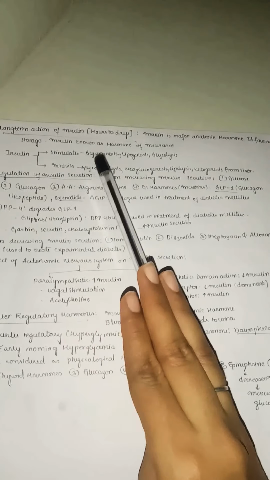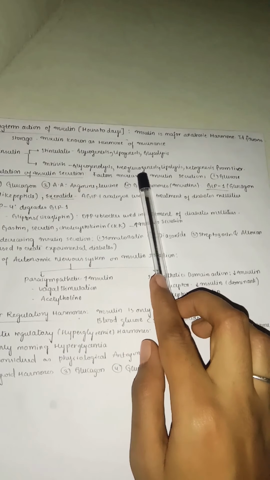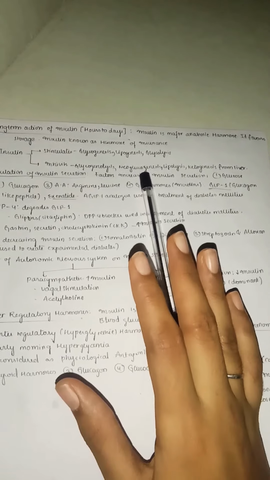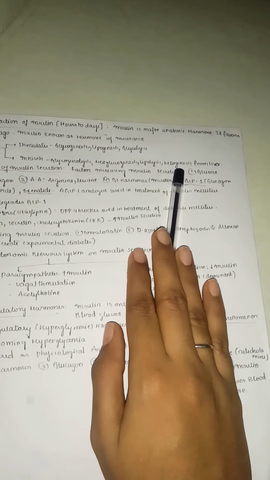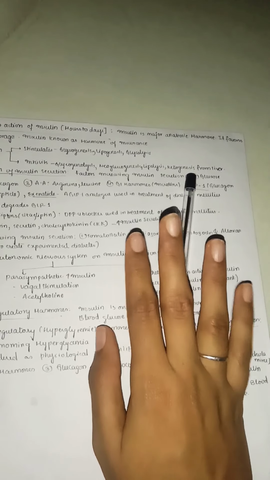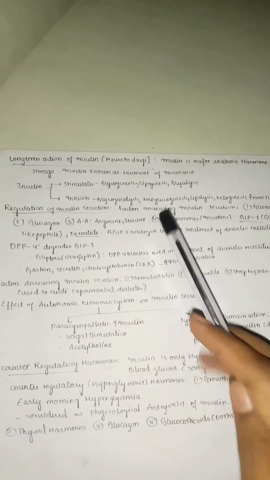Insulin mainly inhibits glycogenolysis, the breakdown of glycogen, and also gluconeogenesis, the formation of new glucose, and it inhibits lipolysis. It doesn't allow lipid breakdown, and it doesn't lead to ketogenesis, the formation of ketone bodies in the liver. So these are all inhibited. You can see insulin has all anabolic functions.